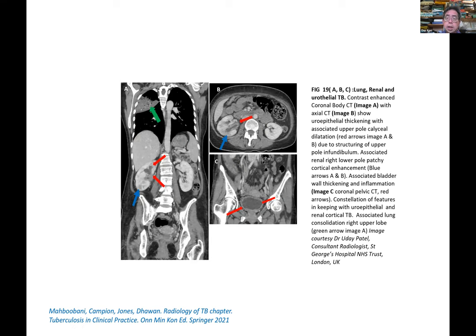So this is another CT scan looking at dilatation of the calyces. The blue arrow is showing patchy cortical enhancement. And this is a thickened bladder wall here.